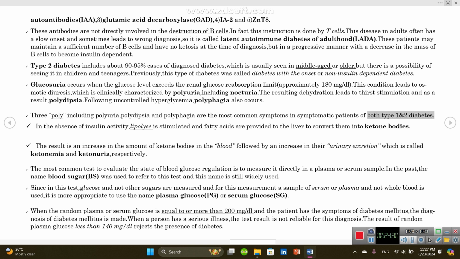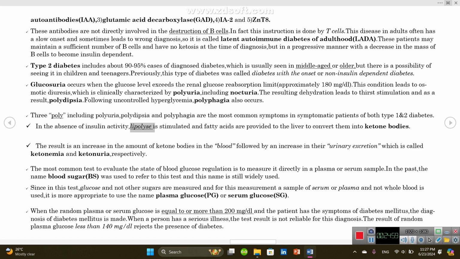In the absence of insulin activity, lipolysis. Before this, I have to ask you a question. If glucose isn't present in the blood, what's the energy source for the brain? It's a good question. Please answer in the comments.